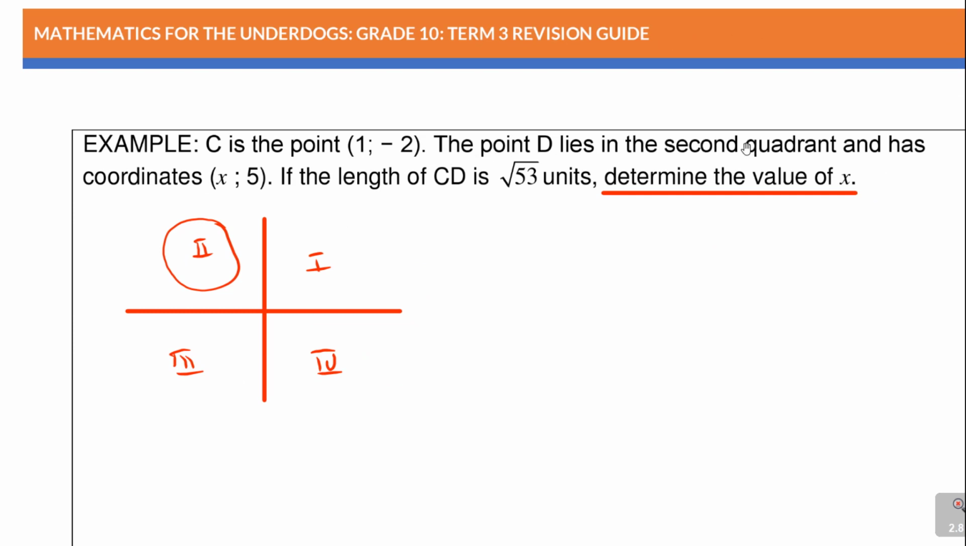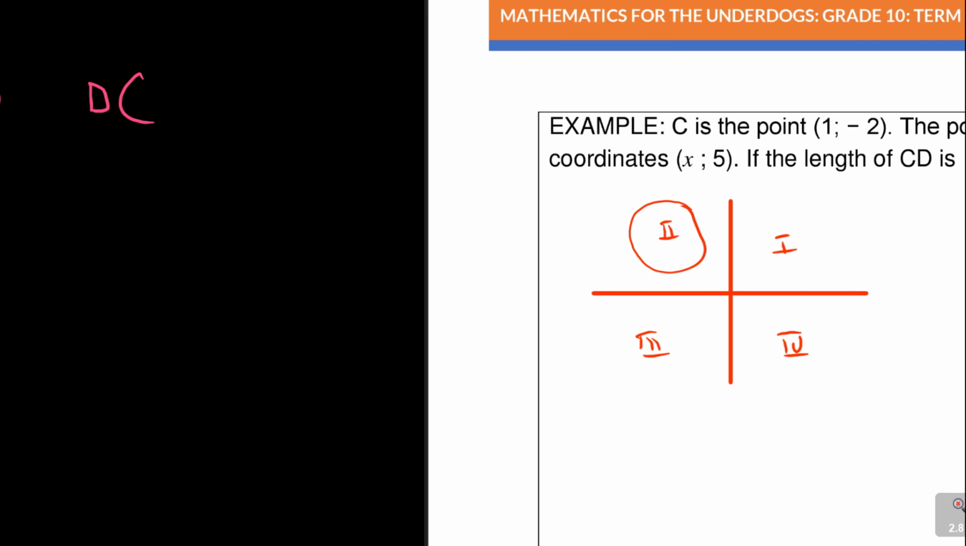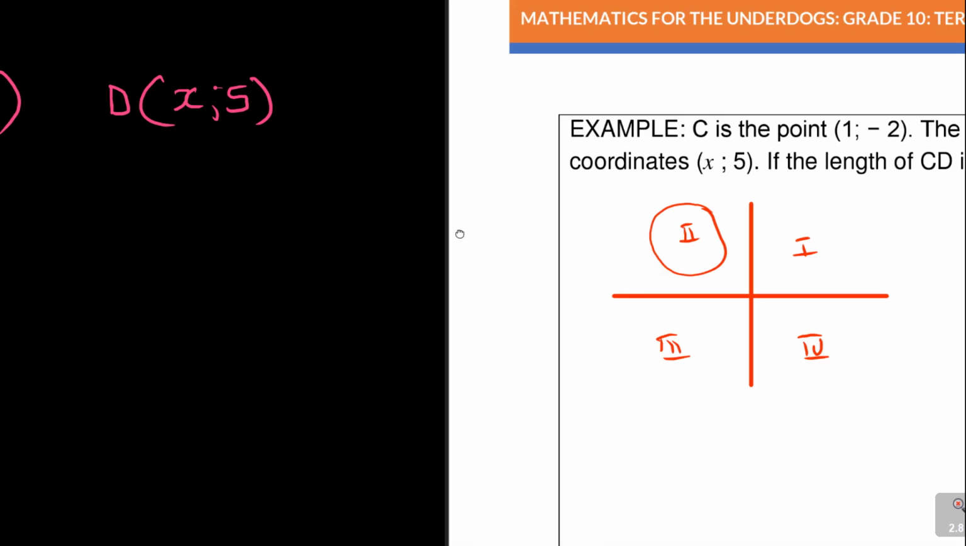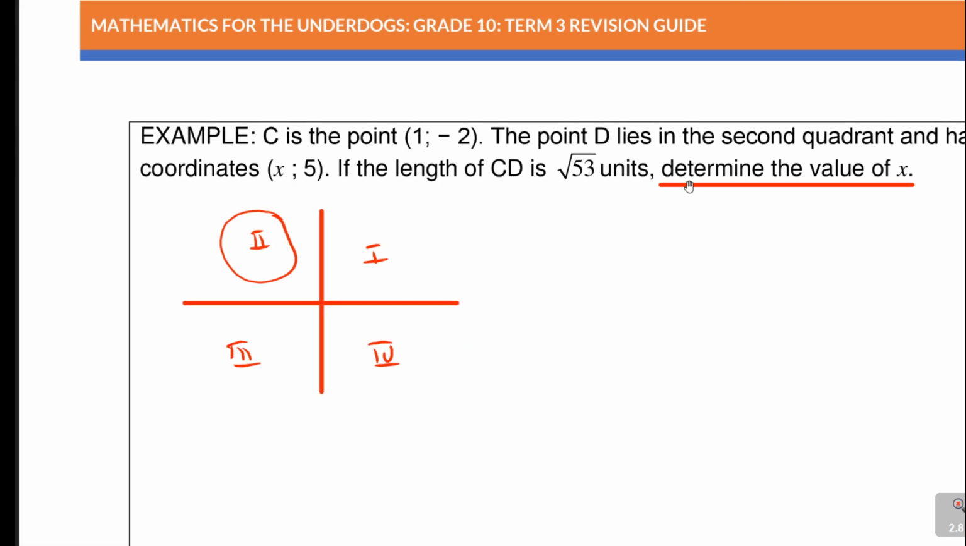The point D lies in the second quadrant. What are the coordinates of point D? It's x and 5. Are you following? They're saying the length of CD is square root of 53 units, so the distance of CD is square root of 53 units. You see that now? And then what's the question? Determine the value of x.